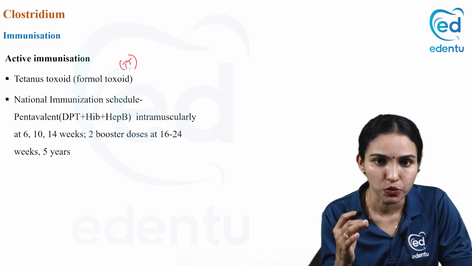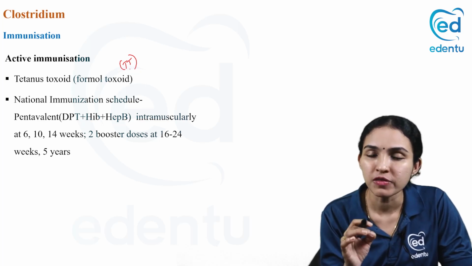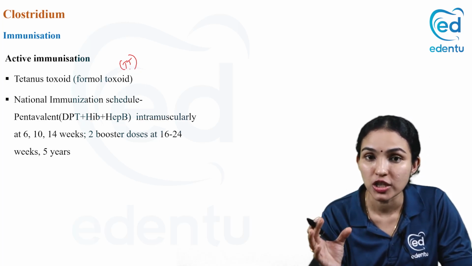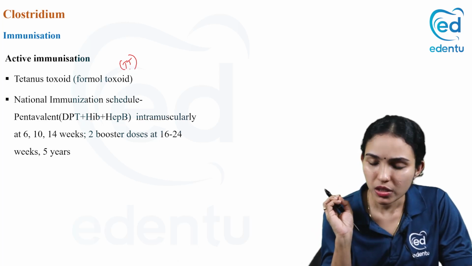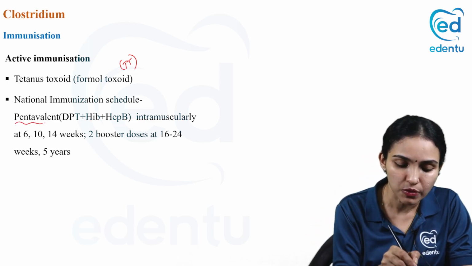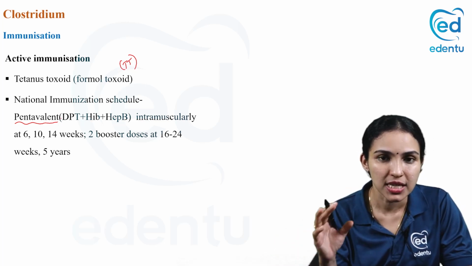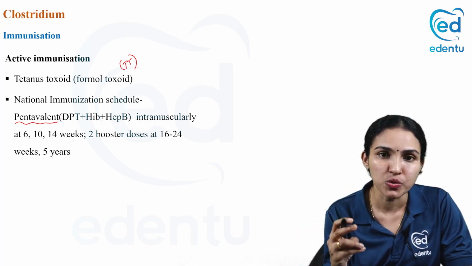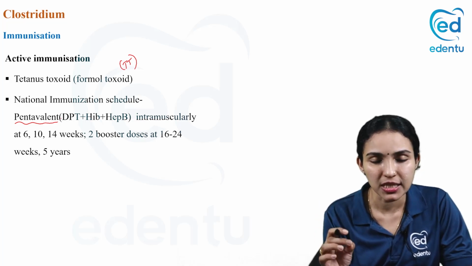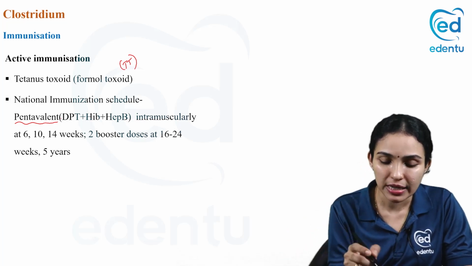We are using formalin for that. That's why it's called a formol toxoid. And how you give this TT vaccine as part of the national immunization schedule is we give it along with 4 other vaccines, so you call it a pentavalent vaccine. For children, we give a single shot which contains all the 5 vaccines: DPT, that is diphtheria, pertussis, and tetanus, along with hepatitis B and Haemophilus influenzae B vaccine. Together, you give them intramuscularly.